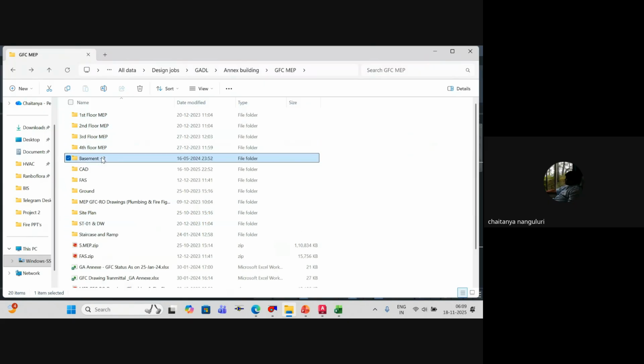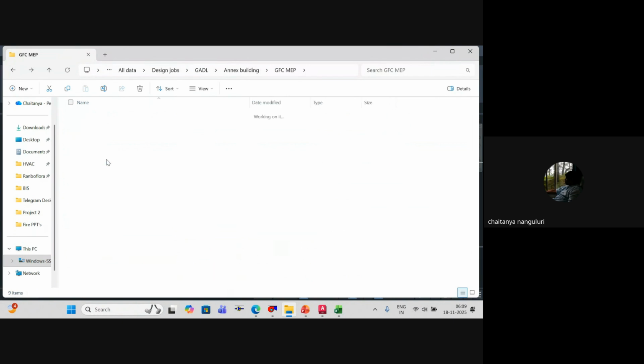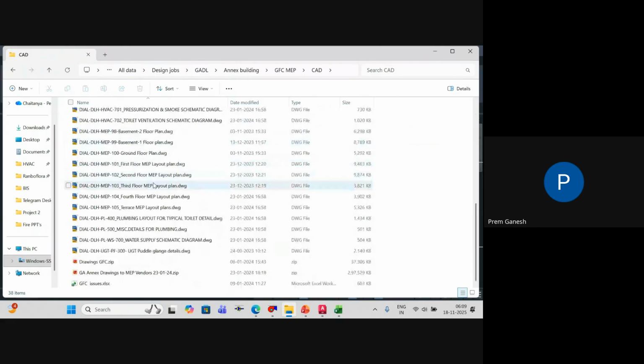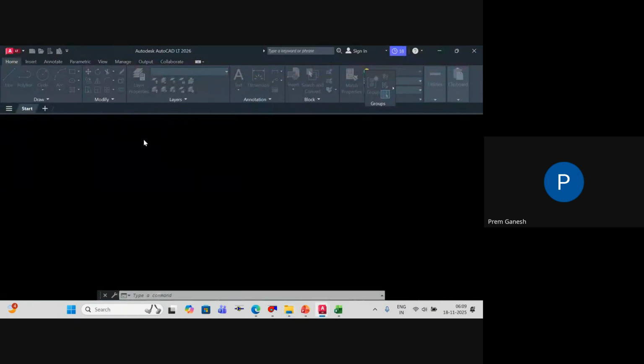ground floor, basement two, basement one also we had. Sir, is this fire curtain dependent only on area, or also on natural ventilation and all? Nothing related to ventilation. It depends solely on the area. Just a sec, I'll show you.